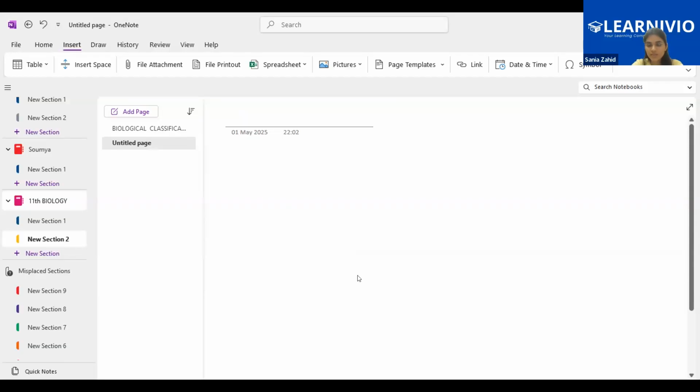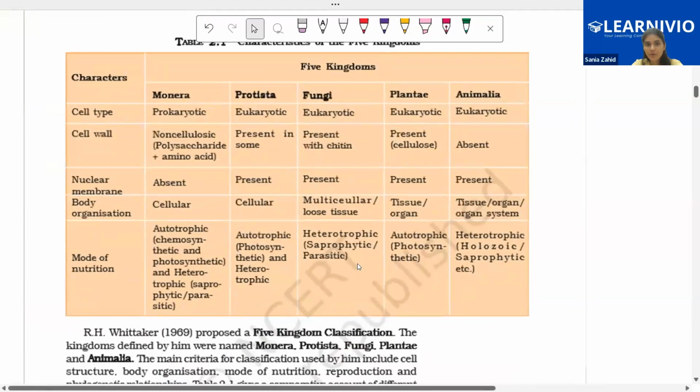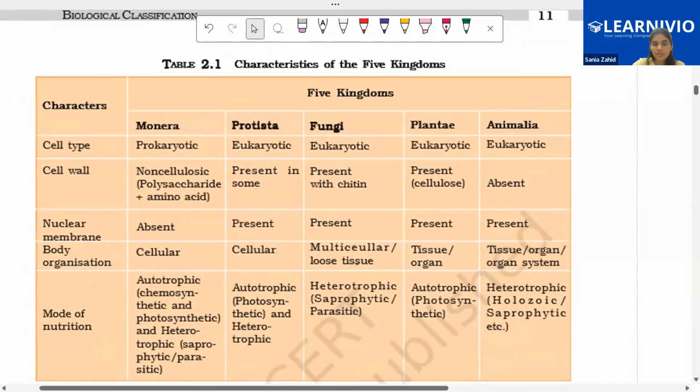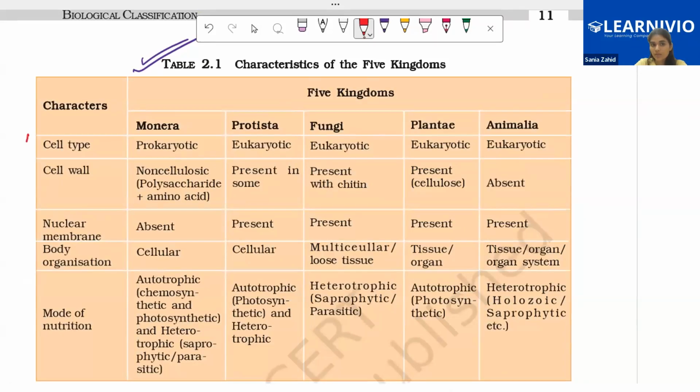Yes, so you see the PDF on the screen. Okay, so we have a very important table with us. Please pay attention as I go through the topics. So the first character that Whittaker took was cell type. Now, one important thing that you need to know is that Whittaker focused on internal characters. Linnaeus and Aristotle, why were they wrong? Because they were just focusing on morphology. They were just looking at the external features. But R.H. Whittaker took internal features as the basis. So the first feature that he took was cell type.